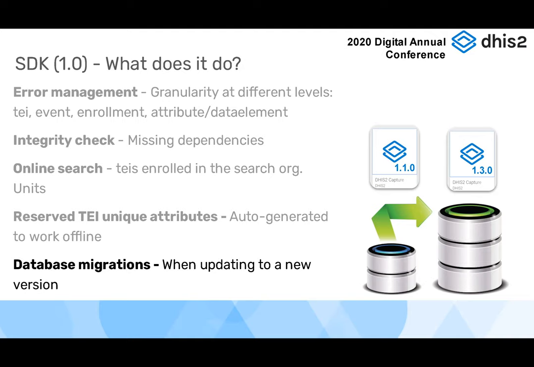And here with database migration, it doesn't matter if you are upgrading your app from the one that is used in the first SDK version, the 1.0, to the newest one. It doesn't matter. So you don't have to go version by version. You can go from the very first version to the last version. And the SDK is in charge of doing this in a transparent way.